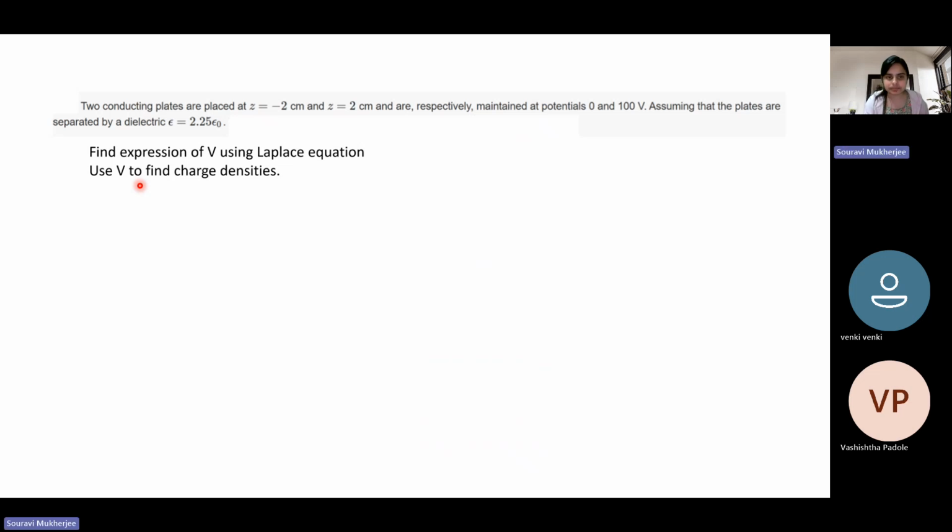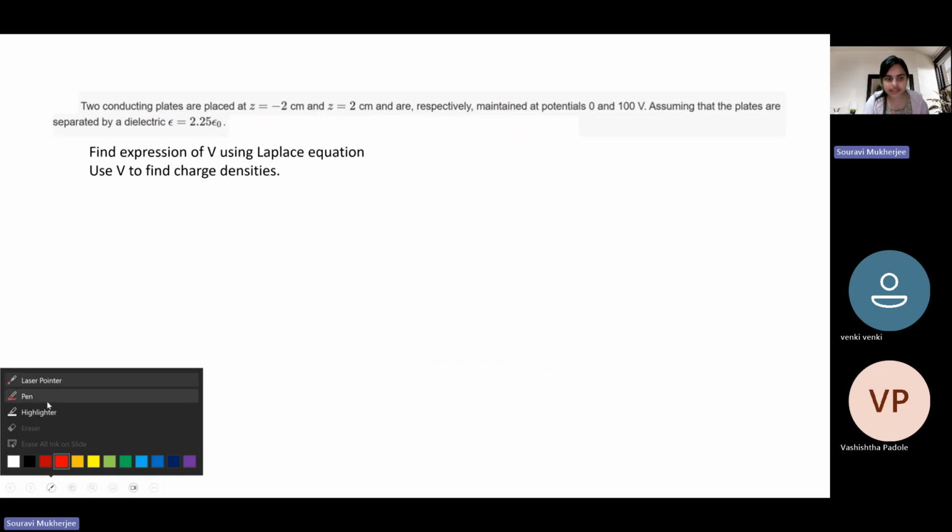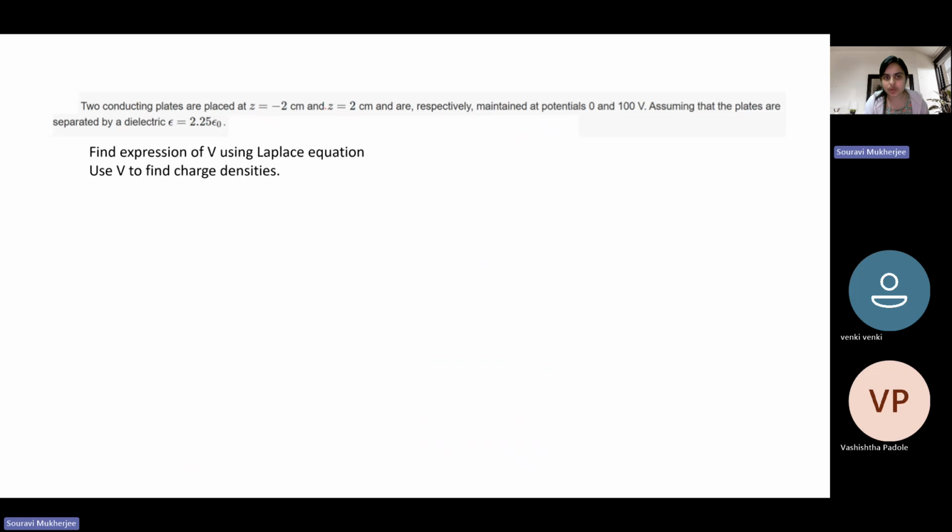See, basically here you are not given any condition about x or y. So it's a one-dimensional problem where you know the potential at two points. You have two plates, one at z equal to 2 and another at z equal to -2. You want to find the potential somewhere inside. So now if you have to use the Laplace equation, we can start with the one-dimensional Laplace equation.